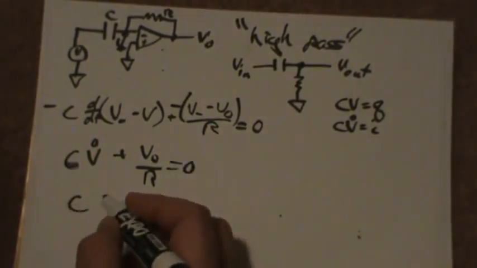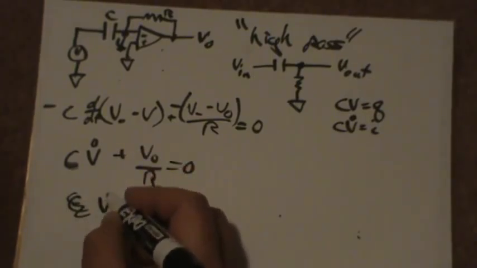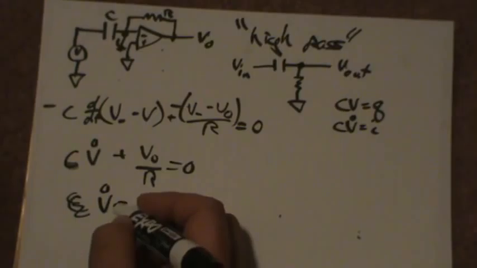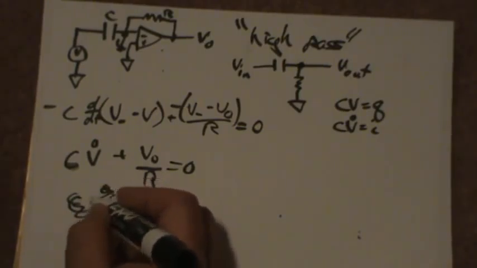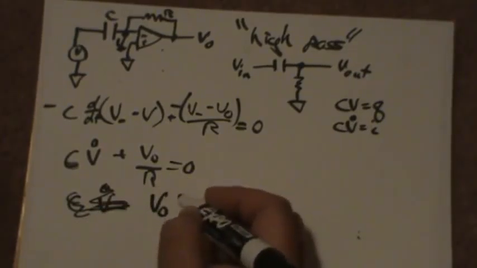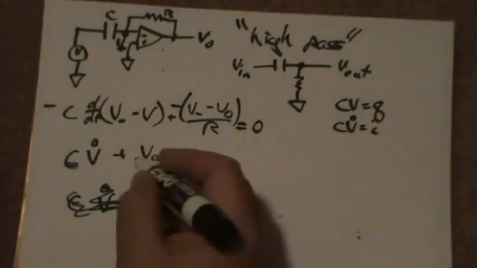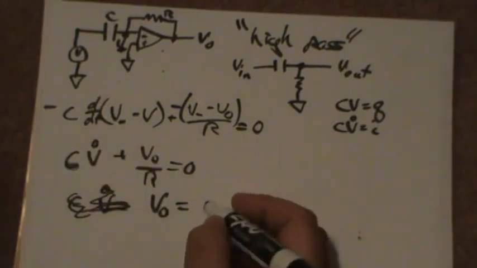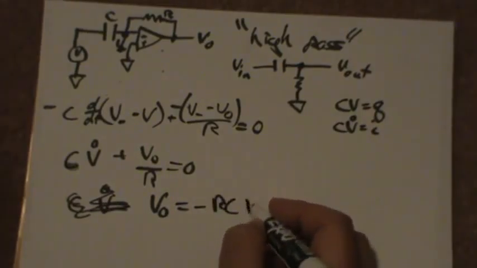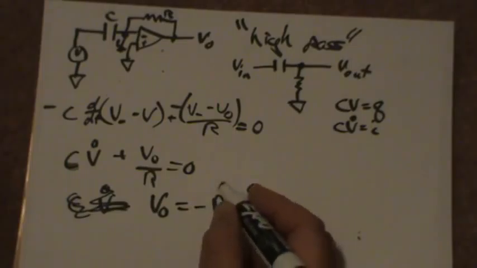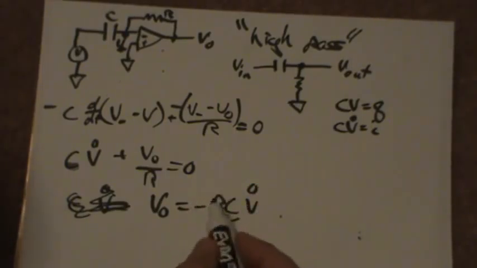So now I get C. Oops, I'm just going to do this in one fell swoop. We'll just do V dot is equal to, oh, I want V0. Sorry. V0 is equal to, and then I'm going to multiply through by R, take that to the other side. I get minus RC V dot. This is your time constant tau. But that's just a scalar as far as we're concerned.